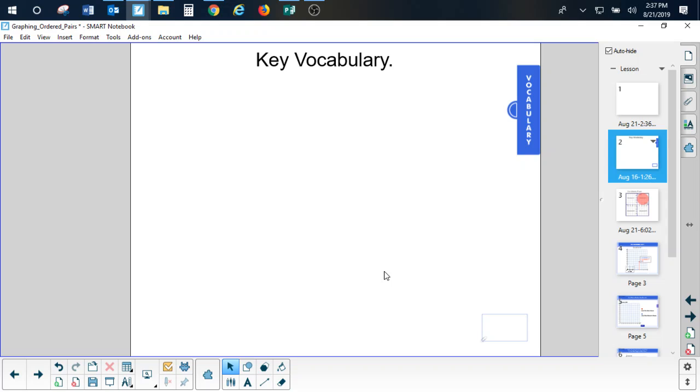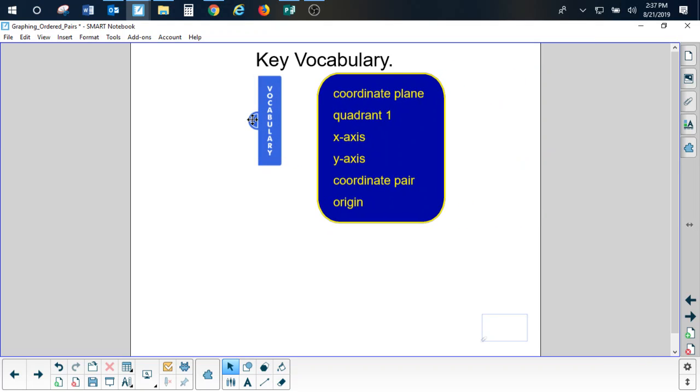We are learning how to plot a point on the coordinate plane. So the important vocab words we have are coordinate plane. In particular, we are working on the first quadrant. So we will need to know the x-axis and y-axis, what a coordinate pair is, and what the origin is.